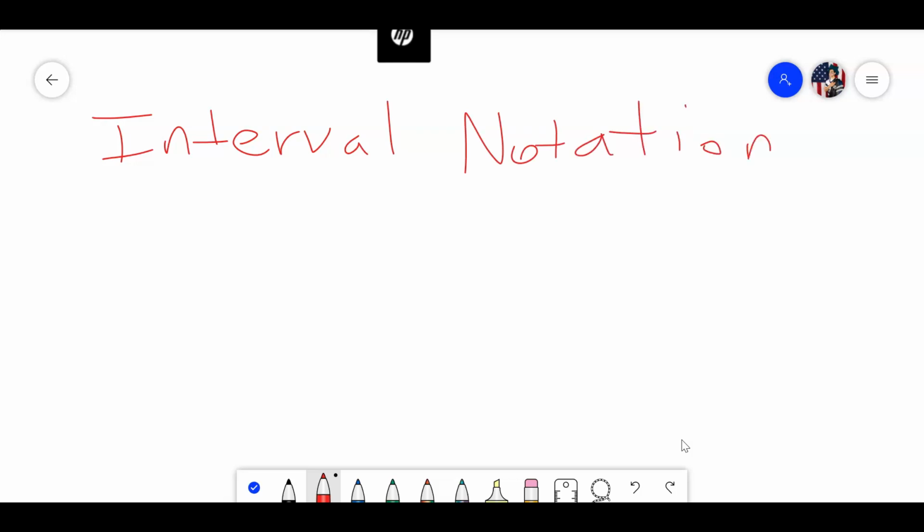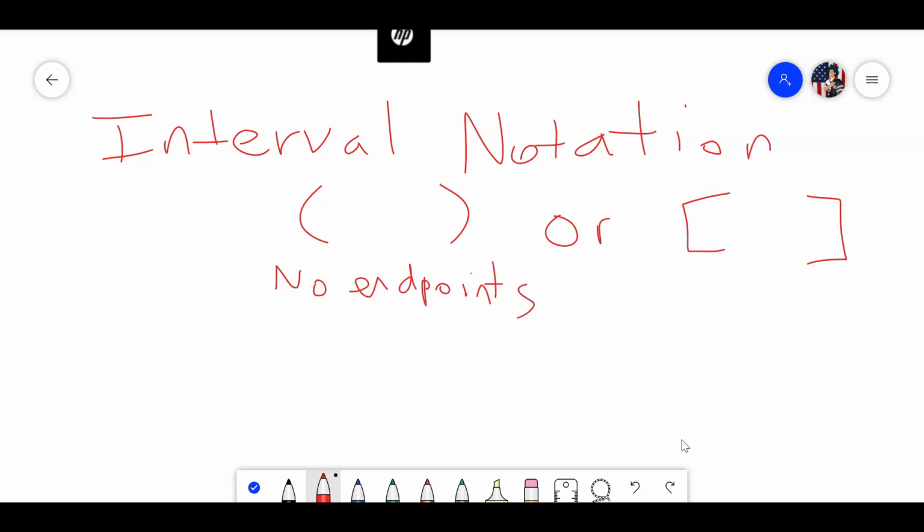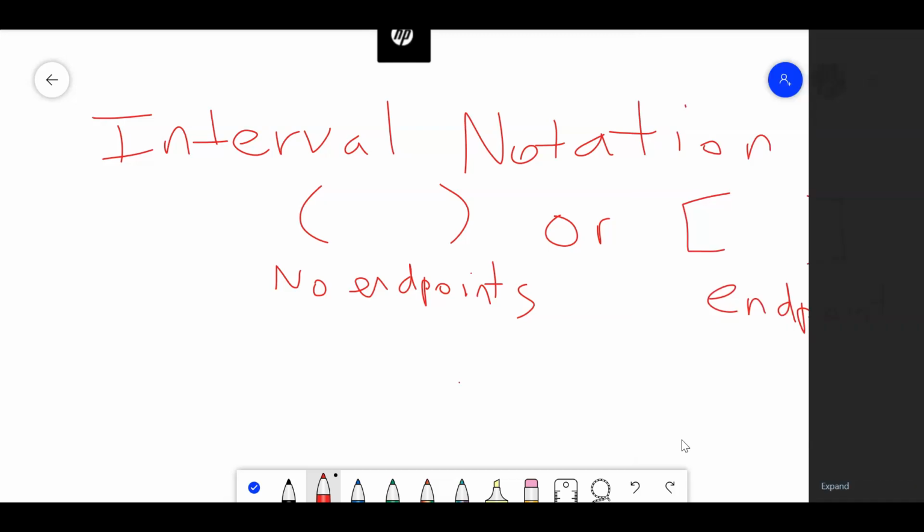All right. So interval notation is either going to have parentheses or brackets. And you're going to put the least value to the greatest value. Now, the parentheses do not include the endpoints. No endpoints. But brackets like this are inclusive. They have the endpoints. Now, if I'm looking at a graph, how would I know whether they have endpoints or not?